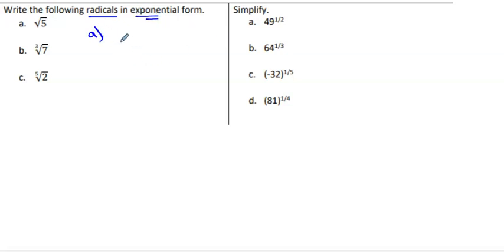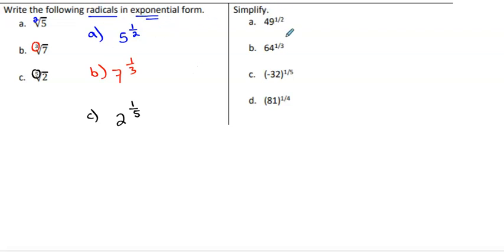So for part A, the square root of 5, well, there's technically an imaginary 2 there that we don't have to write. When it's a square root, it's understood. So the number on the inside of the root is 2, so it's 5 to the 1/2 power. For B, that number there is 3, so it's 7 to the 1/3 power. And then lastly, for C, it's 2 to the 1/5 power. And that's writing radicals in exponential form.